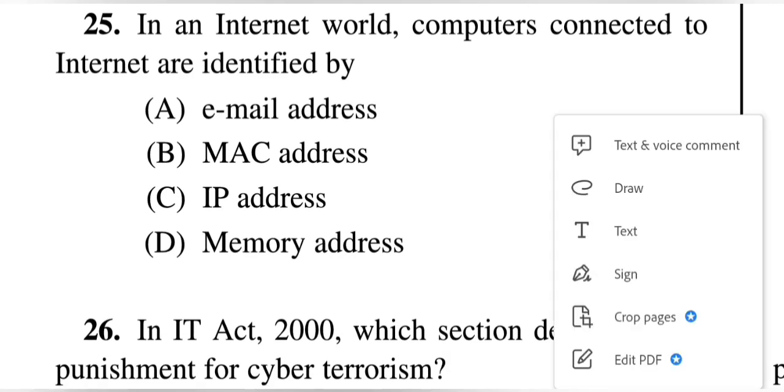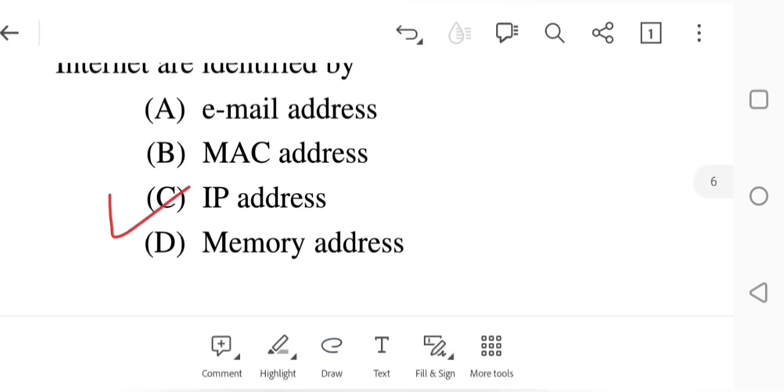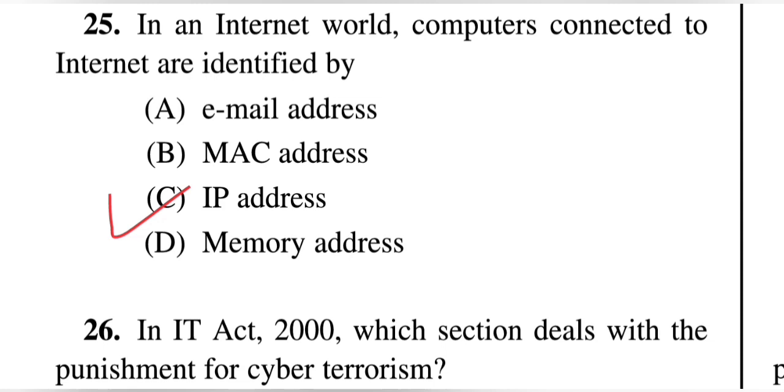So with your IP address, one can track where is your home, from which place you are using your mobile phone or internet. It's a very basic thing.